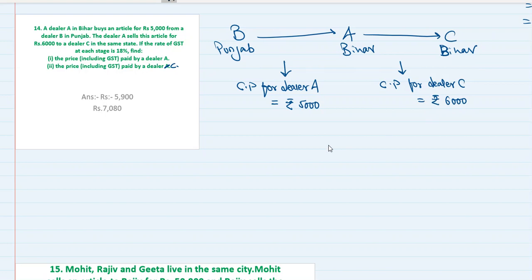If the rate of GST at each stage is 18%, find the price including GST paid by dealer A. Find the price including GST paid by dealer A. Okay, great, we can find that.